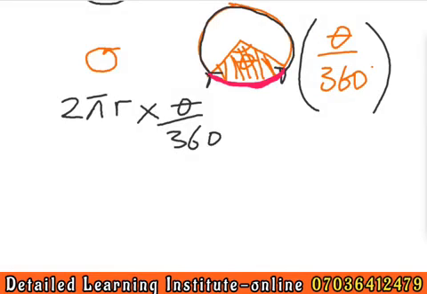So that's why our formula is always length of arc, LA equals 2 pi r theta all over 360.